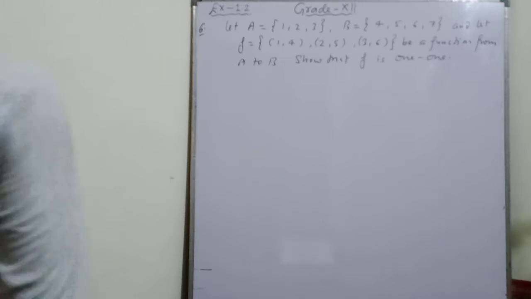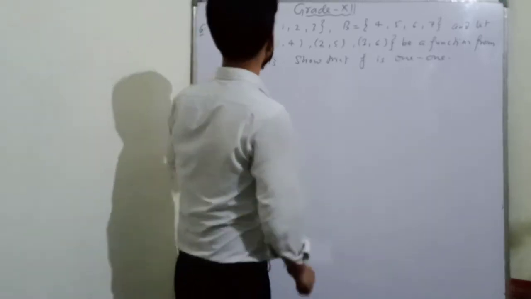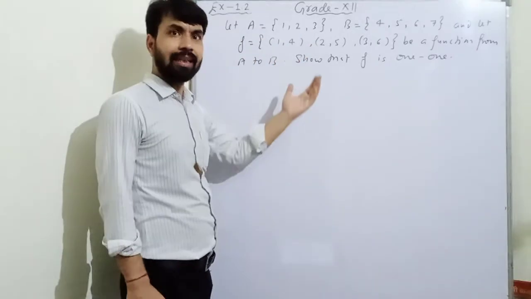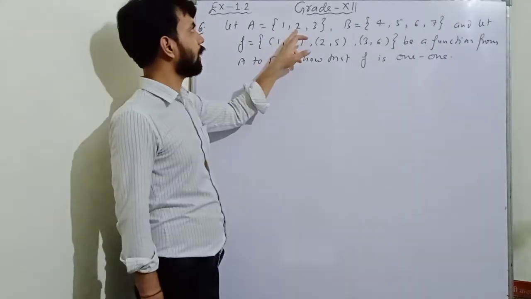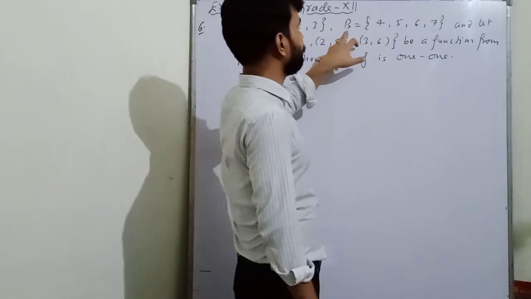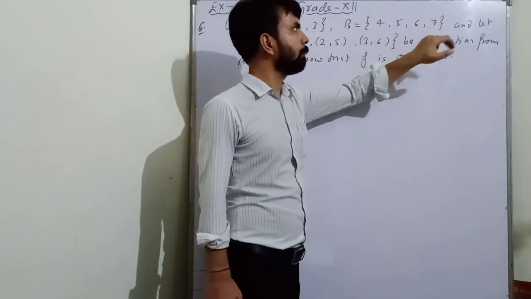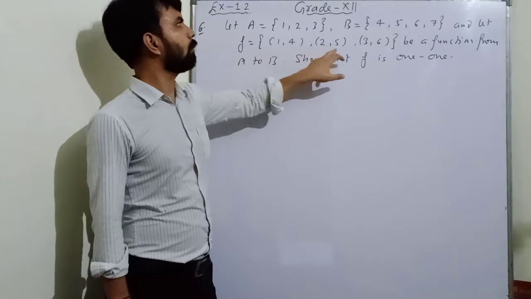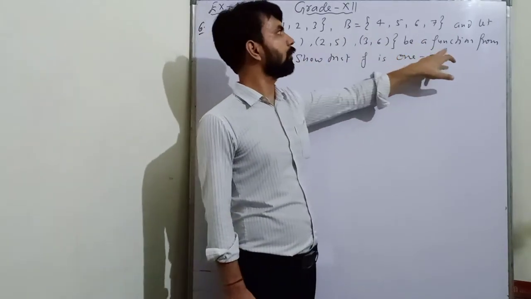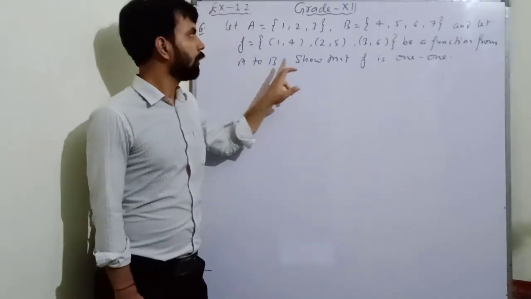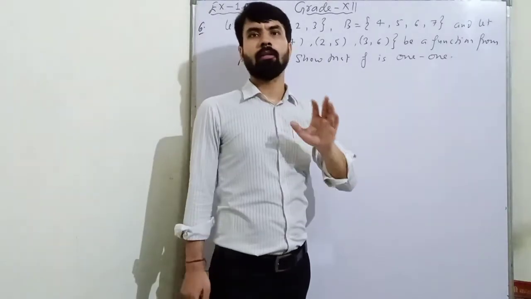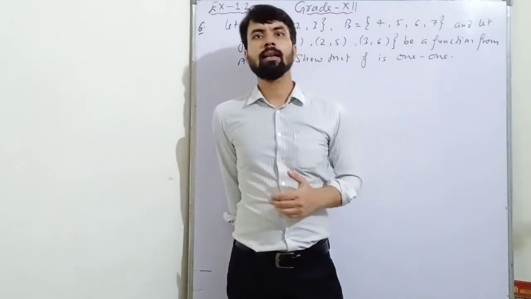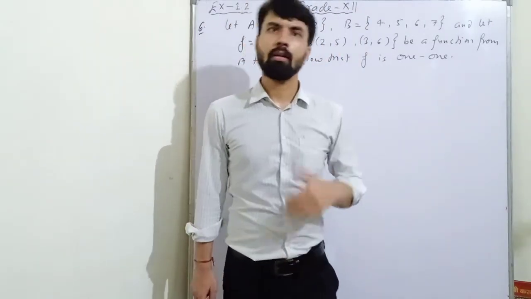Now students, question number 6 is this. Let A equals {1, 2, 3}. A set is given. Elements of set A are 1, 2, 3 and elements of set B are 4, 5, 6, 7, and let f = {(1, 4), (2, 5), (3, 6)} be a function from A to B. Show that f is 1-1. Two sets are given and a function is given, and we have to check whether this function is 1-1 or not.